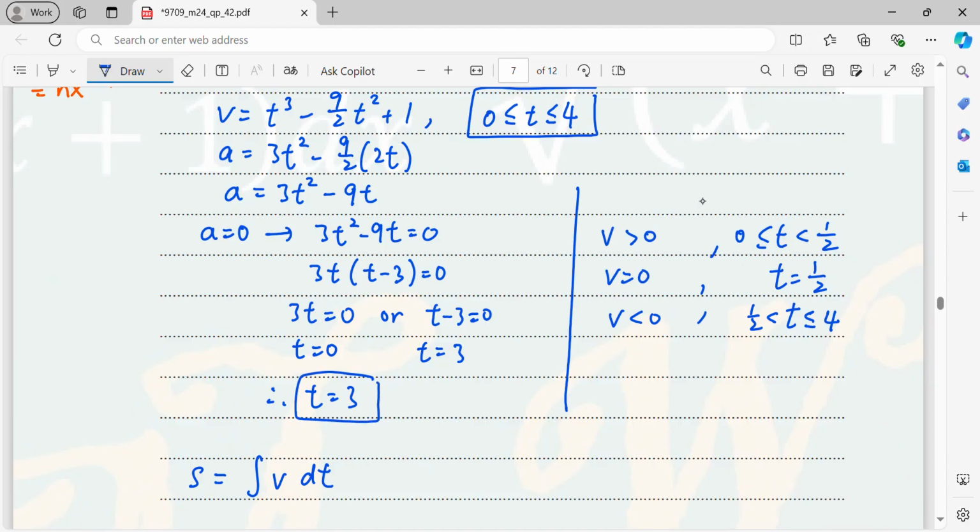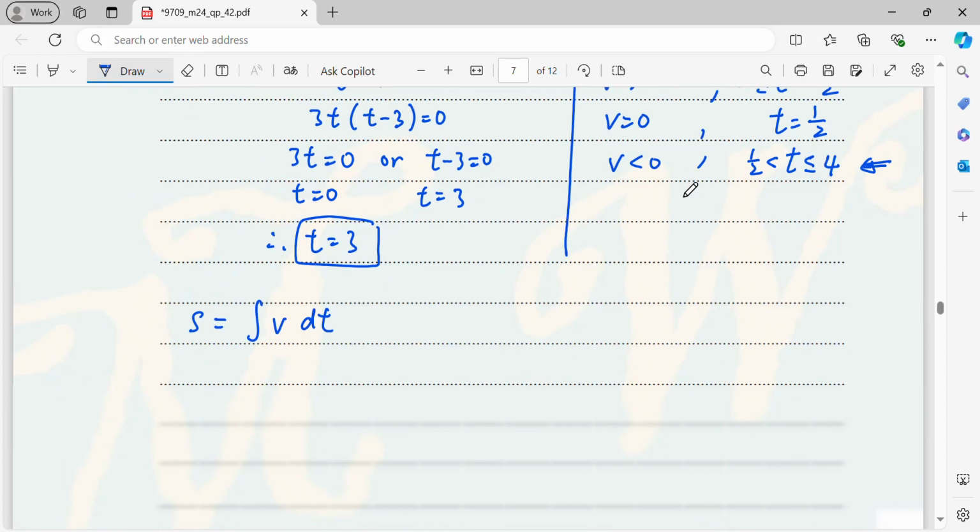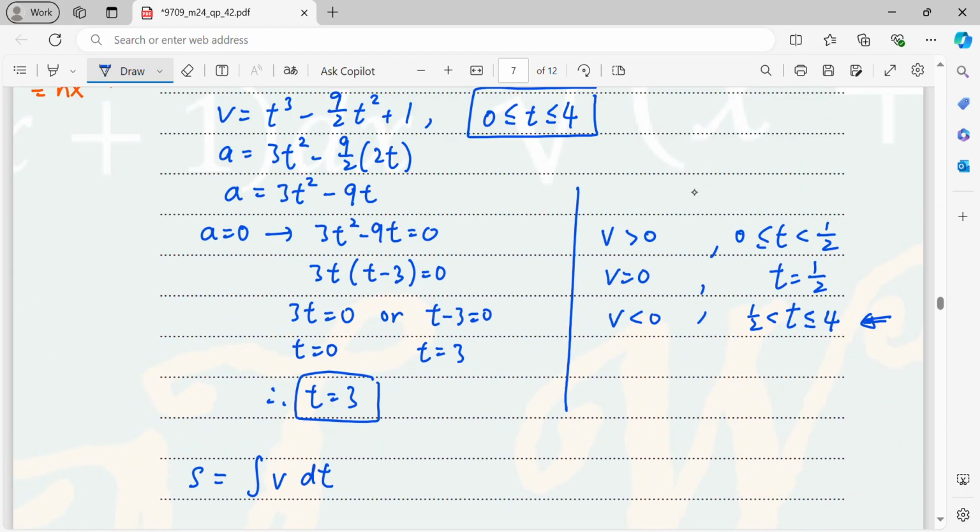So when t equals 3, you have to consider up to here, right? So when you look at these three values, when t equals 0 until half, the v is positive. That means going to the right side. After that, it stops, at rest, because v equals 0 at exactly half. Then it goes back because v is less than 0. It turns back. So this is t equals 4. So now v goes back. That means the displacement will be negative.